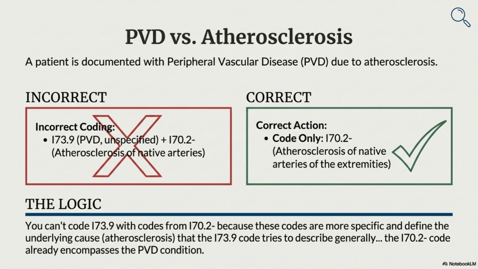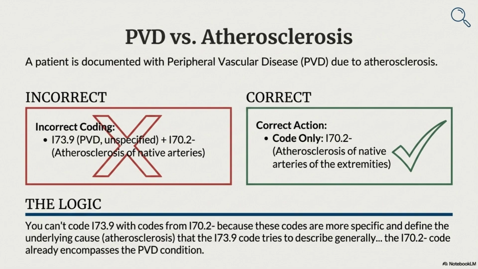When peripheral vascular disease, PVD, is caused by atherosclerosis, you don't code both. PVD is a circulatory condition where narrowed vessels, often due to plaque buildup, reduce blood flow to the legs and feet, causing pain, numbness, or tissue damage. In ICD-10-CM, the atherosclerosis code already includes the PVD component, making it the more specific diagnosis. Because of that, the atherosclerosis code replaces the more general PVD code.